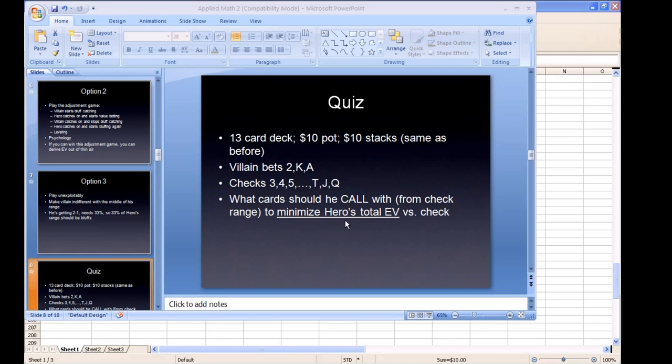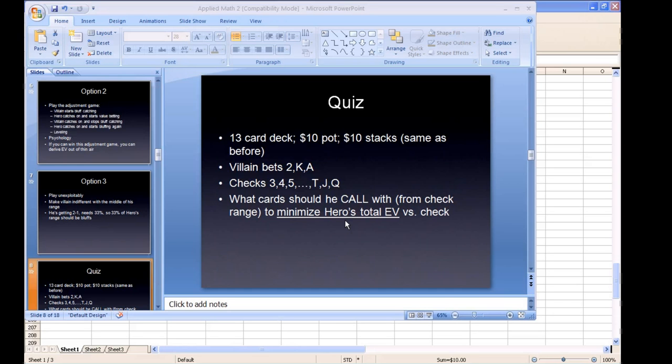So basically, come up with his strategy, our strategy based on that, our EV of our strategy based on that, and figure out the way that he can play that minimizes our EV. Now, just to start you off, so you don't do every single possible combination, it's going to be somewhere around calling half of his range.